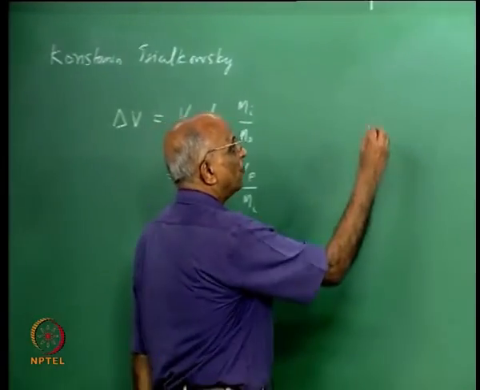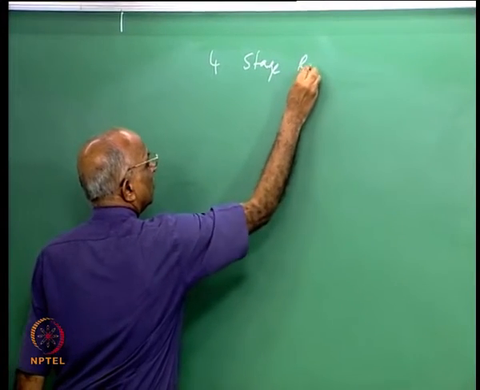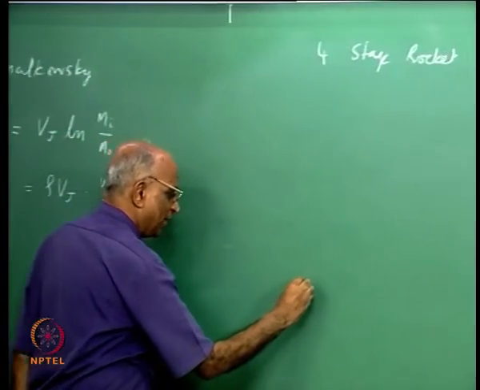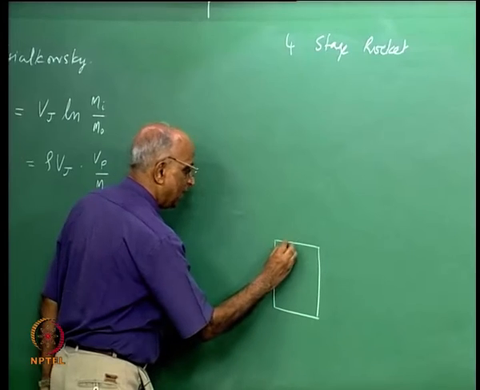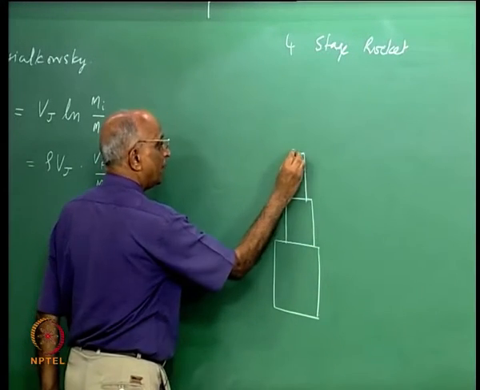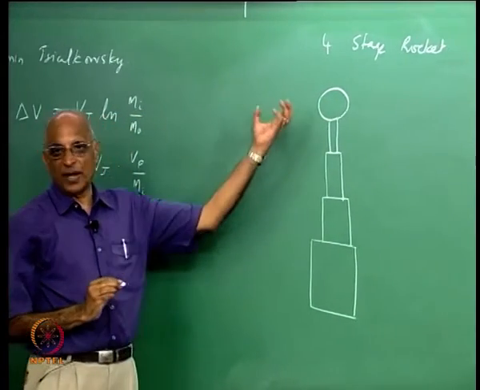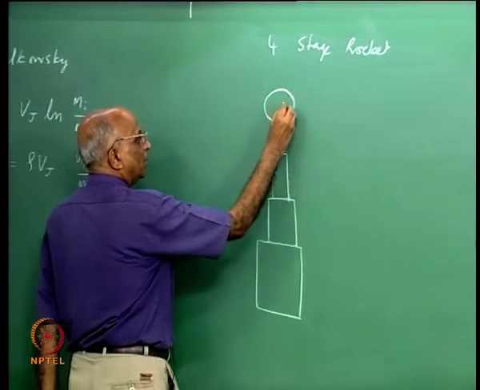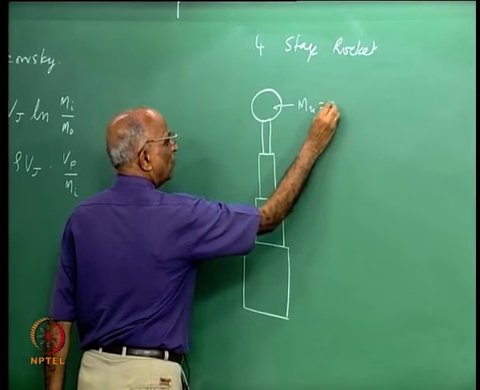I take a problem of, let us say, a 4-stage rocket to begin with. Let us say I have a booster stage, which is the first one, which takes off first, and on top of it I have the second stage, then the third stage, and then the fourth stage, and on top of it sits my useful mass, which we call payload. Let me take a typical example in which the top mass, that is the useful mass, is equal to 40 kg.